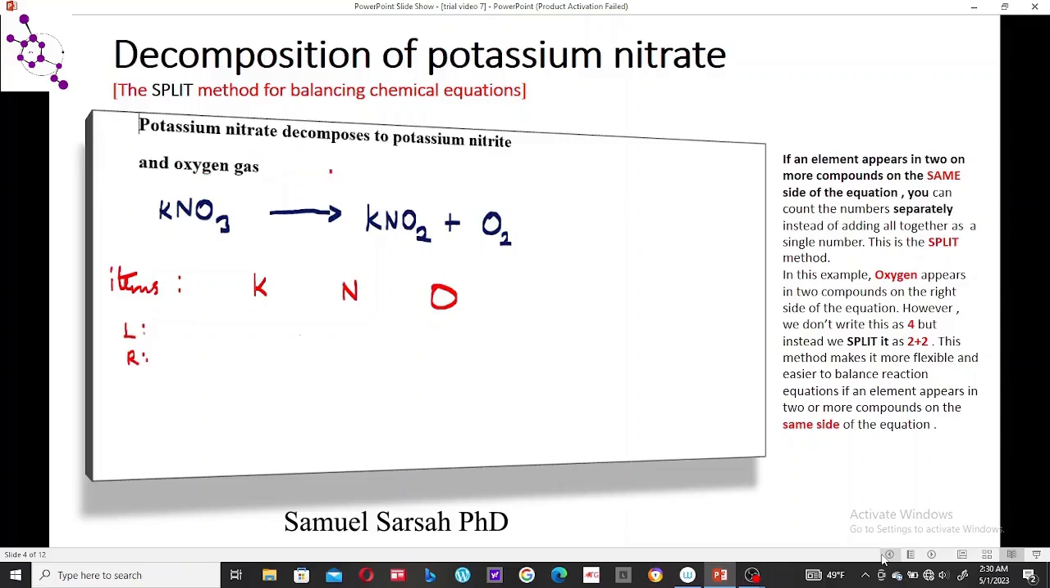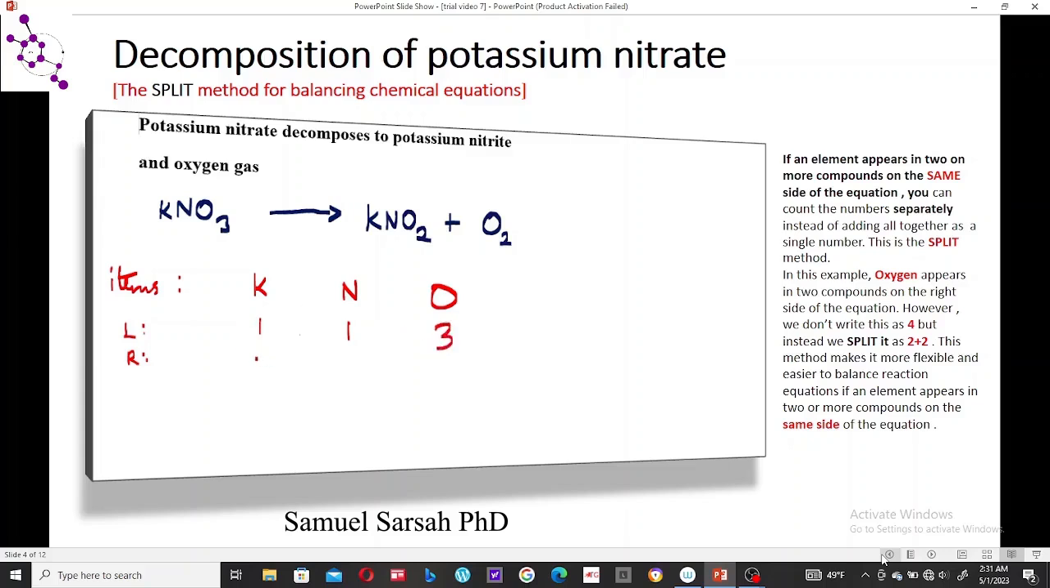Potassium nitrate decomposes to potassium nitrite and oxygen gas. Let's list the elements. So this L is for the left side. So let's count. We have 1 potassium on the left side. Nitrogen we have 1 on the left side. Oxygen we have 3.